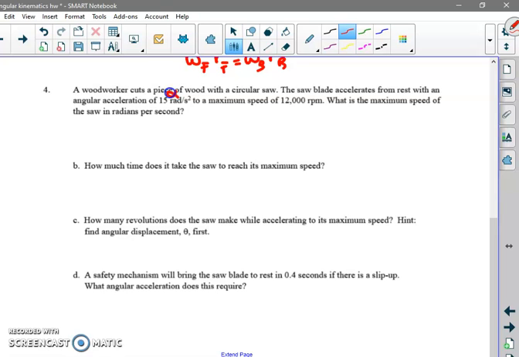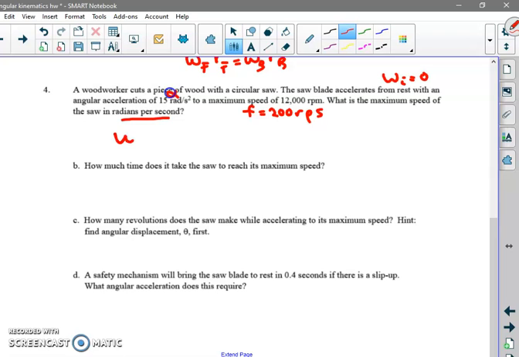A maximum speed of, so we're starting from rest, so omega naught is 0. And then we have a maximum speed, and I got to look at the units. That's revolutions per minute, so that's not a v, that's really an f, because it's revolutions. So I'm going to translate that, divide by 60, to say that is 200 revolutions per second.